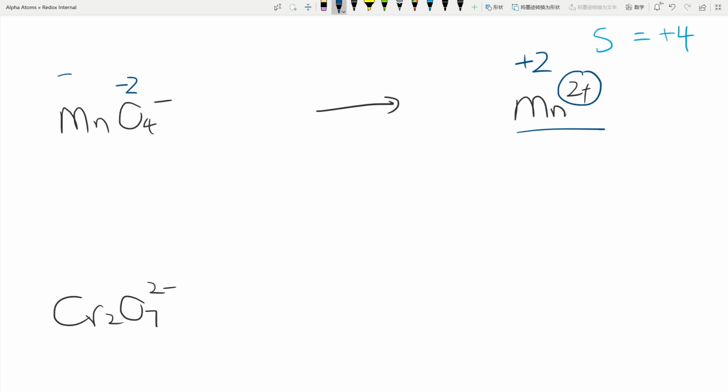Now, I don't know this manganese's oxidation number, so I need to apply all the rules I've learned to go through this. It's an airplane just flying over my house.